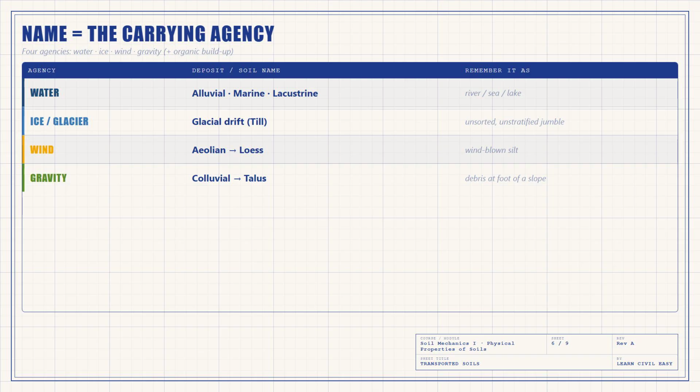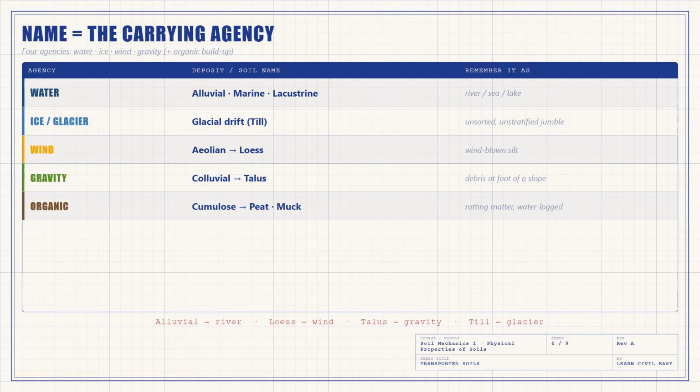Gravity gives colluvial soils like the talus you see heaped at the foot of a slope, and the buildup of rotting organic matter gives cumulose soils, peat, and muck. Quick hooks to memorize: alluvial means river, loess means wind, talus means gravity, and till means glacier.